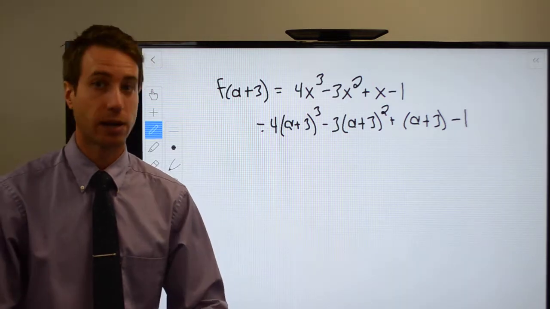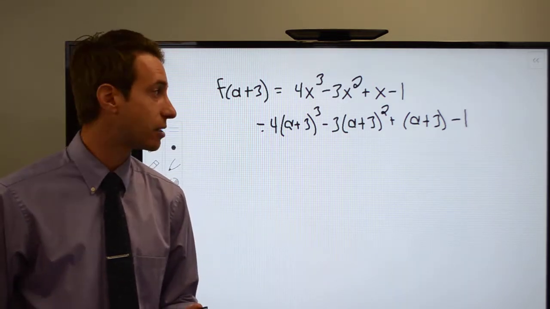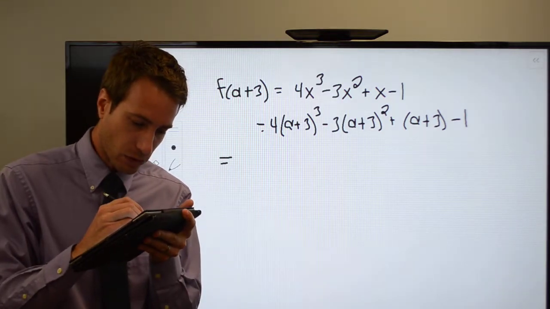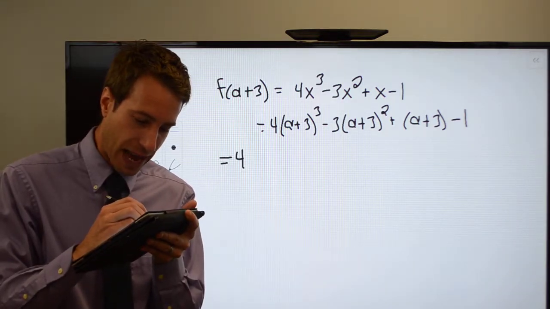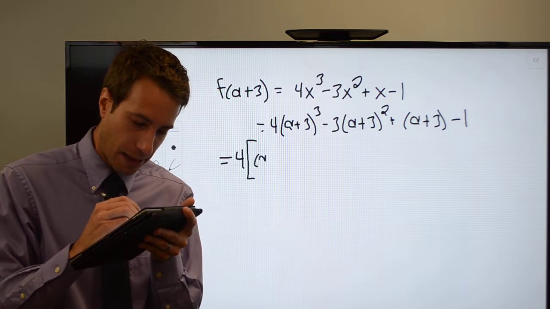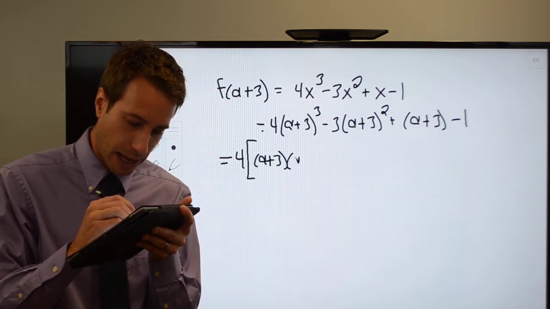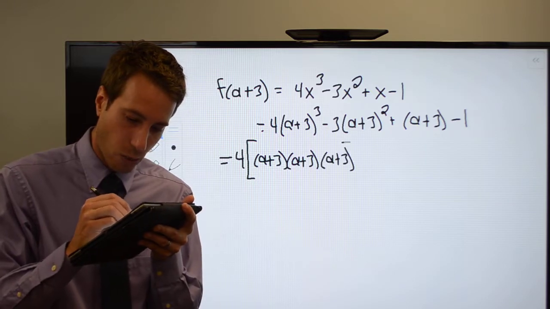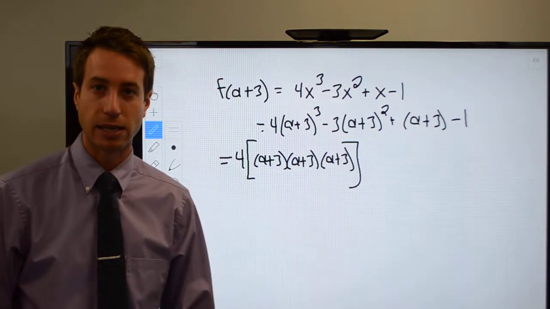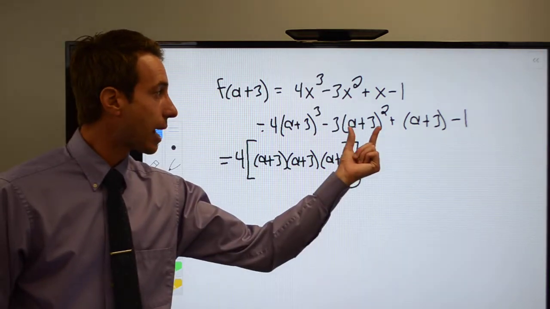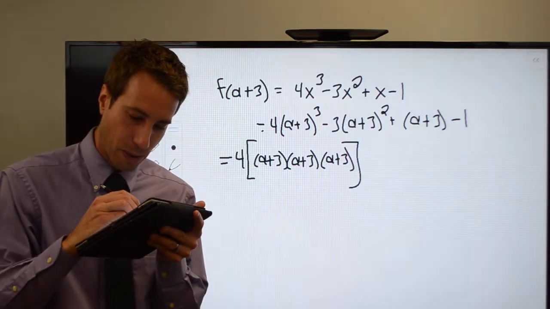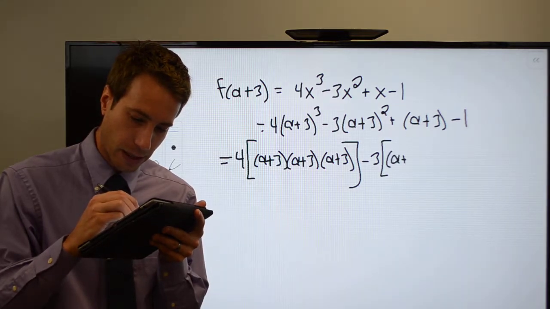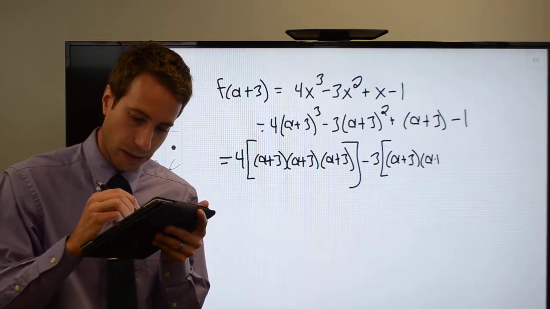But it's algebra, and it's something that you are going to be asked to do, so we're going to go ahead and do it. Here's what you're going to wind up with. You're going to wind up with 4, and then that's going to be multiplied by a plus 3 times a plus 3 times a plus 3. Why 3 of them? Well, because it is cubed. And then I've got this one, a plus 3 squared, so I'm going to have the distributive property again, minus 3 times the a plus 3 times a plus 3.